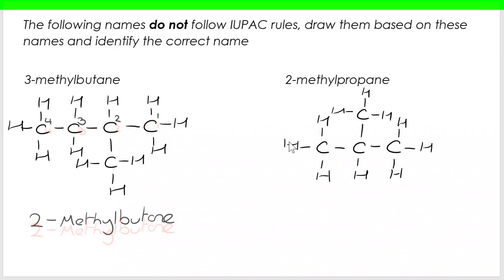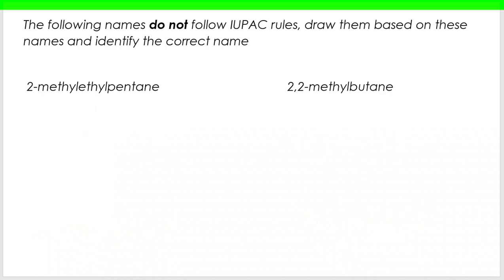For 2-methyl propane, I've got my methyl group coming off. The only place that the methyl group can come off is the second carbon, because otherwise you are extending your carbon chain to 4. So actually, I don't need the 2. The correct name is methyl propane. 2 more examples.